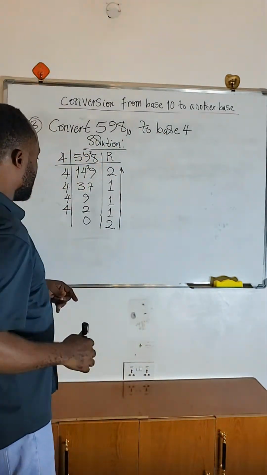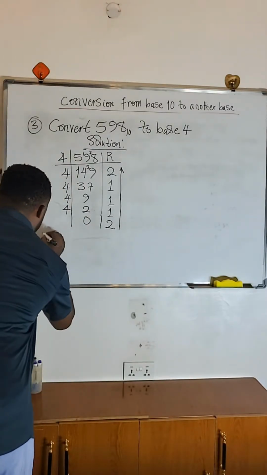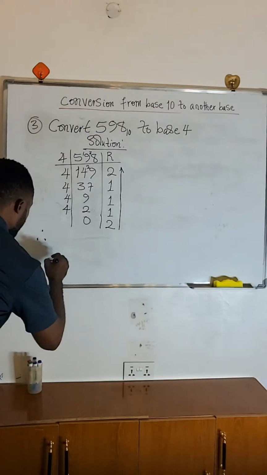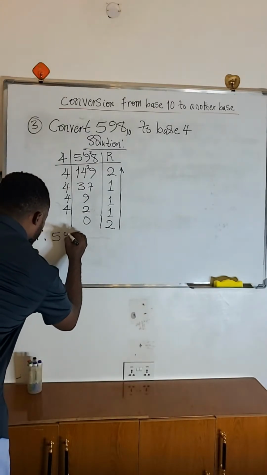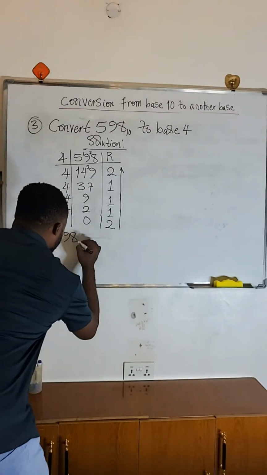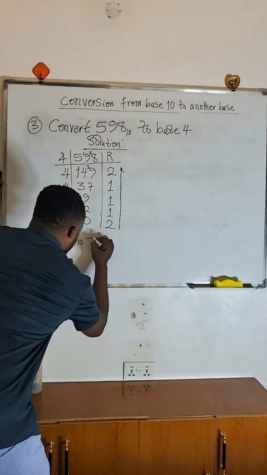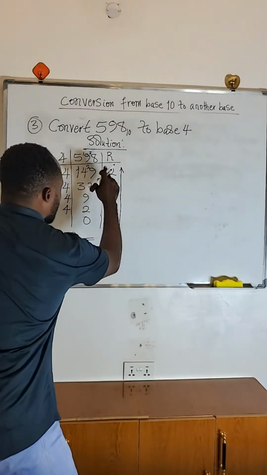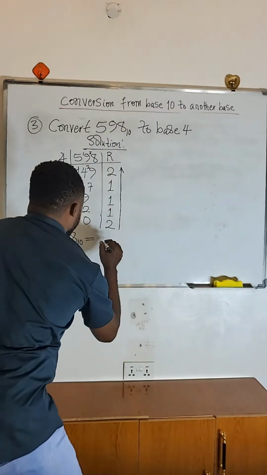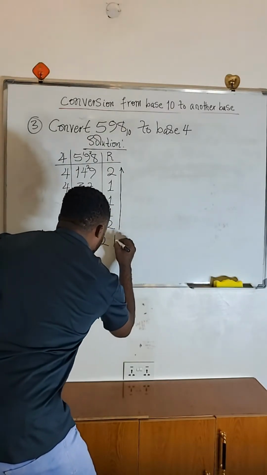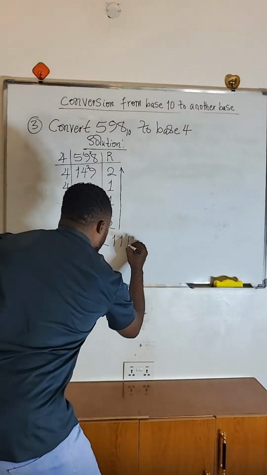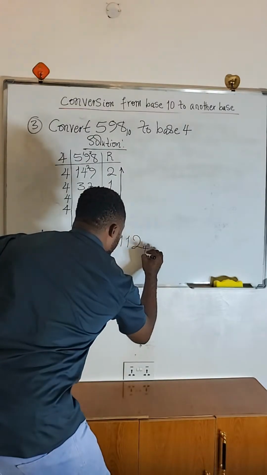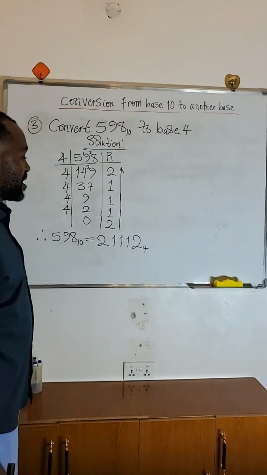So this is it. From there, we can now say, therefore, 598 in base 10 equals this, 21112 in base 4. So that becomes 21112 in base 4. Can you see that?